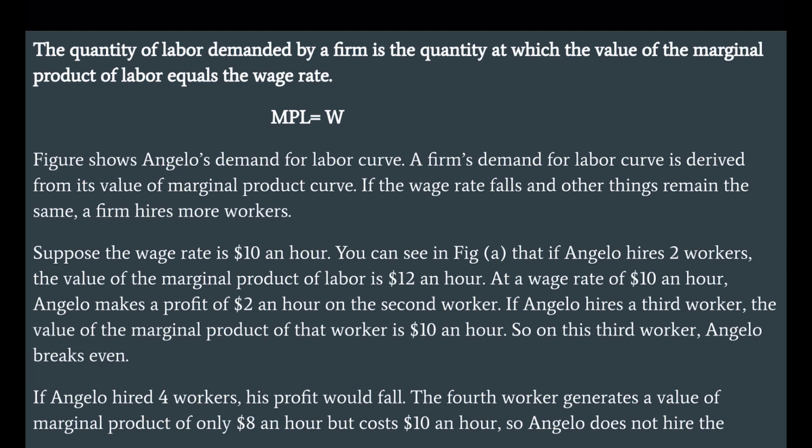The figure shows Angelio's demand for labor curve. The firm's demand for labor curve is derived from its value of marginal product curve. If the wage rate falls and other things remain the same, a firm hires more workers. Suppose the wage rate is $10 an hour. You can see in figure A that if Angelio hires 2 workers, the value of the marginal product of labor is $12 an hour. At the wage rate of $10 an hour, Angelio makes a profit of $2 an hour on the second worker. If Angelio hires a third worker, the value of the marginal product of that worker is $10 an hour. So on this third worker, Angelio breaks even. If Angelio hired 4 workers, his profit would fall.